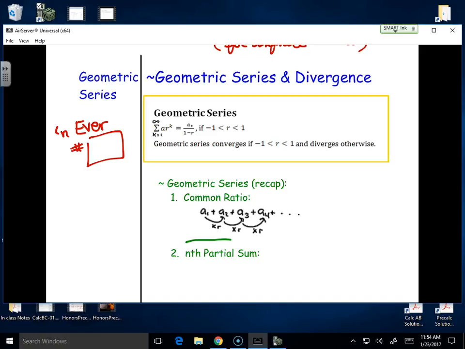This is one of the few convergence and divergence tests that allows us to say it converges if this, and diverges otherwise. But this will only work if I have what type of series? Geometric. Yeah, if it's not geometric, this test doesn't apply.